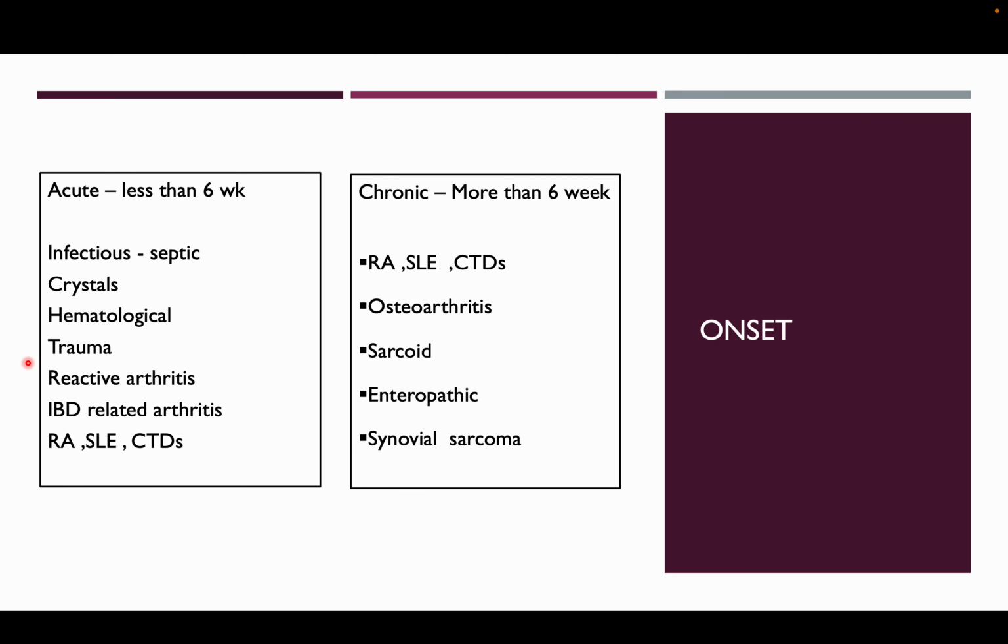IBD related arthritis, I mentioned enteropathic arthritis, like Crohn's and ulcerative colitis related. RA, SLE, these might be the first presentation also. Chronic, always look for RA, SLE, osteoarthritis, sarcoidosis, enteropathic and synovial sarcoma. These are all more chronic in nature. For these, RA, SLE, osteoarthritis, sarcoidosis, enteropathic, we already discussed all these cases. I will discuss orthopedic causes like tendon lesions, pigmented villonodular synovitis and sarcoma later on, when you want it, as a different presentation.